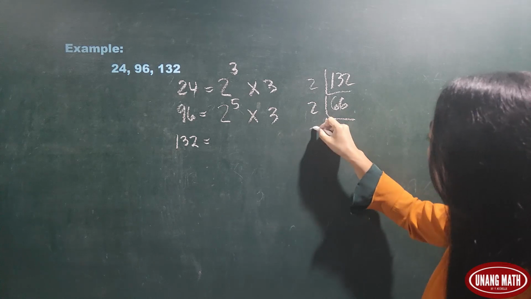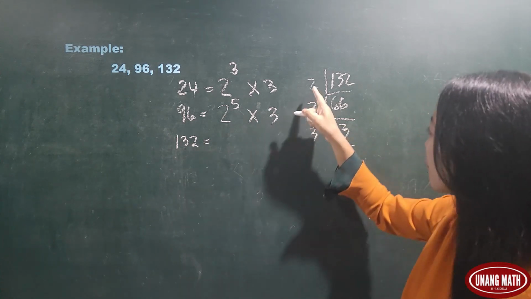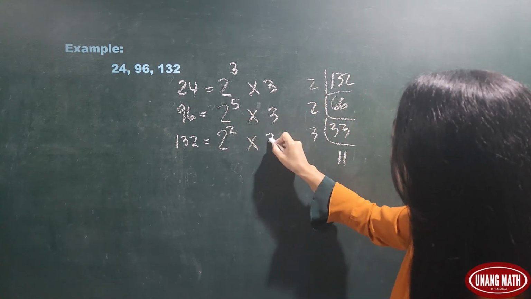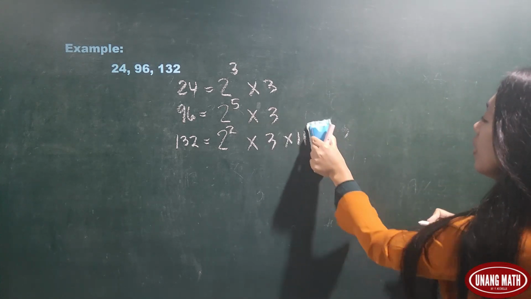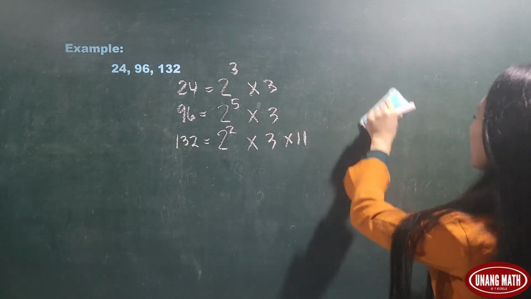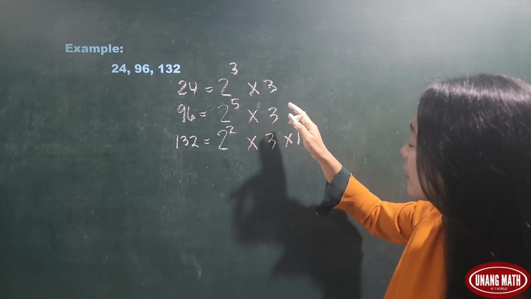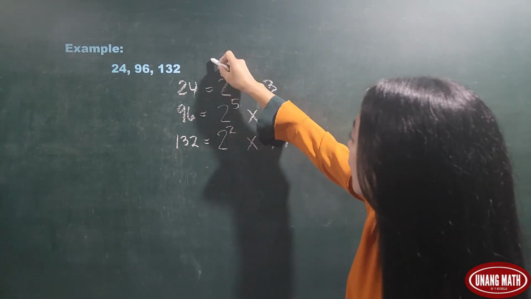Okay, 33 divided by 3 is 11. So 132's prime factorization is 2 squared times 3 times 11. Now we all know the prime factorization of each number. So we need to write the prime factorization by aligning those with the same base.